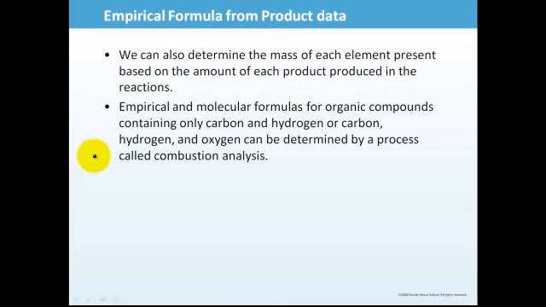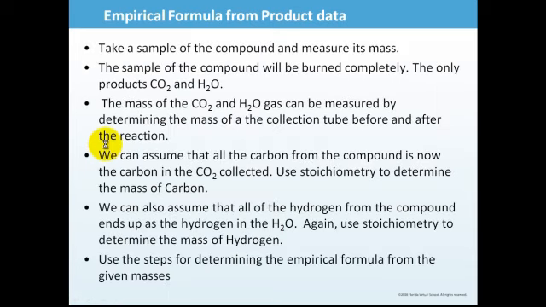Because remember, with an organic compound, we're talking about a hydrocarbon. We've got carbon atoms and we've got hydrogen atoms in some kind of combination. So we can work backwards and figure out the mass of carbon and the mass of hydrogen. And then of course once we have the masses, we can easily figure out the empirical formula like we did before. So how would that work step by step?